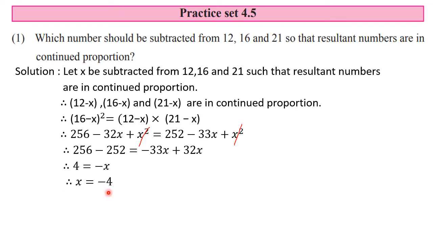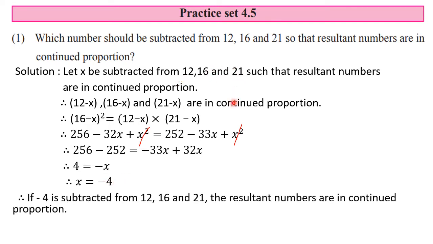So we got the unknown number which we had considered in the beginning as x. So we can say that minus 4 must be subtracted from 12, 16 and 21 so that the resultant numbers are in continued proportion. So write down the final answer as a statement: therefore if minus 4 is subtracted from 12, 16 and 21, the resultant numbers are in continued proportion.